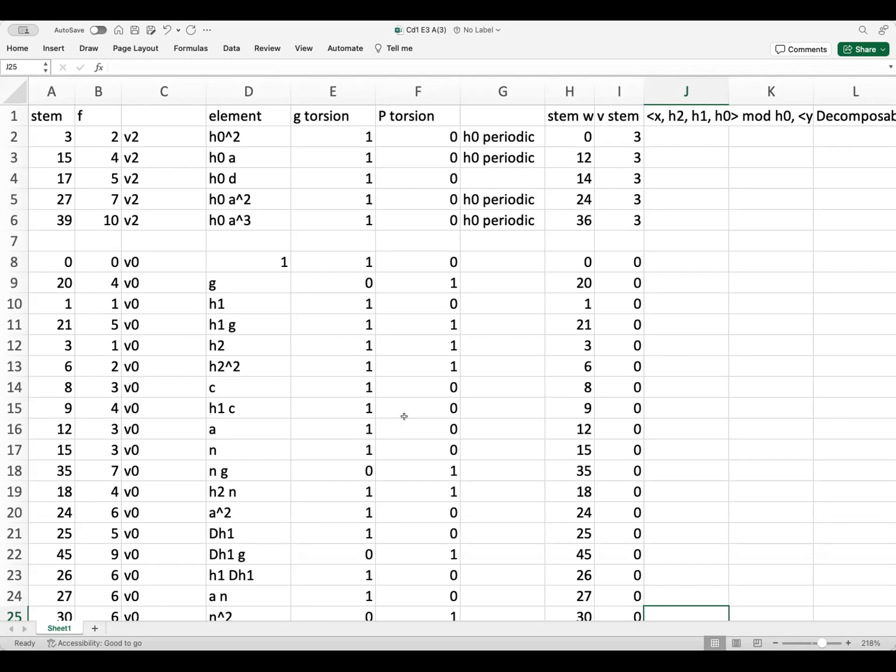Now, if you look closely at this chart, you'll see, wait a minute, there's something funny here. For example, here's this V naught times 1, and I'm saying that it's G torsion 1, as if it's annihilated by G. But then here, there's V0 times G. So clearly, V0 times 1 is not annihilated by G. It's actually, there it is. There's V0 G, and then that guy has infinitely many G multiples.